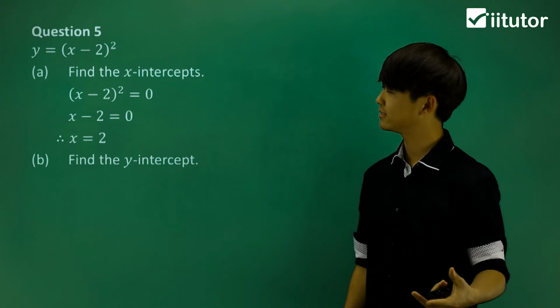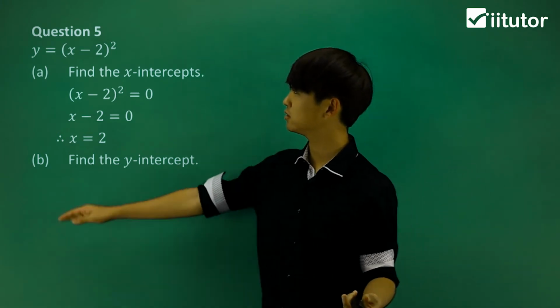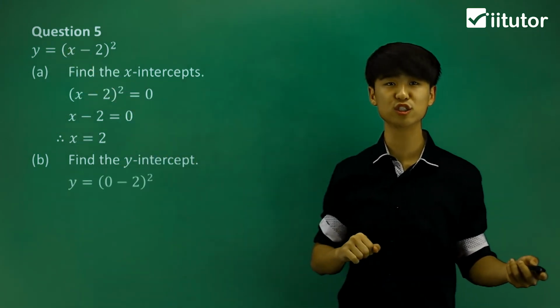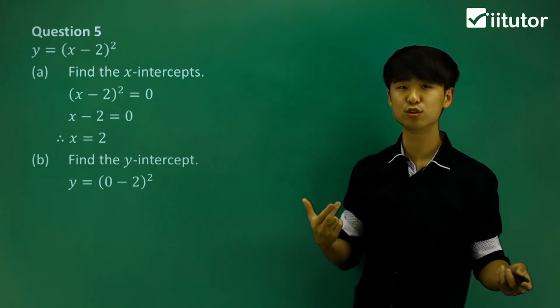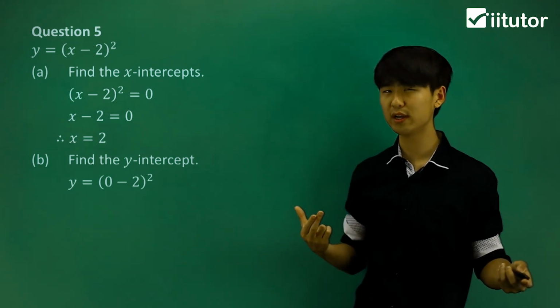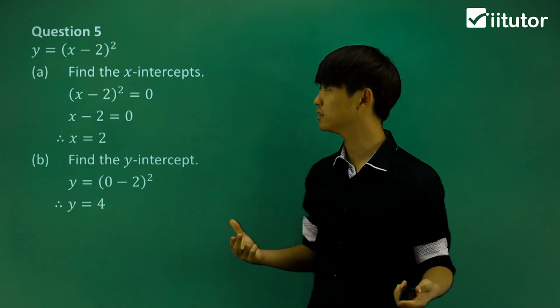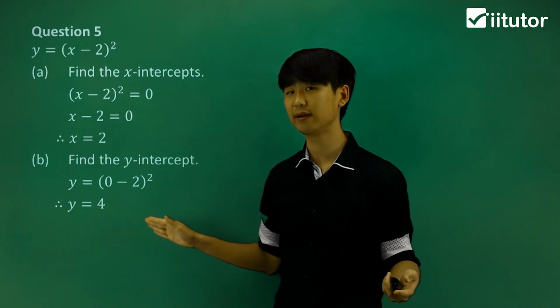Now find the y-intercept. So that's when x is equal to 0. Let's put x equals 0 into my equation. 0 minus 2 squared is negative 2 squared, which is 4. So y is equal to 4 is my y-intercept.